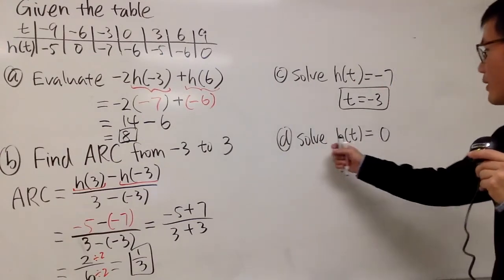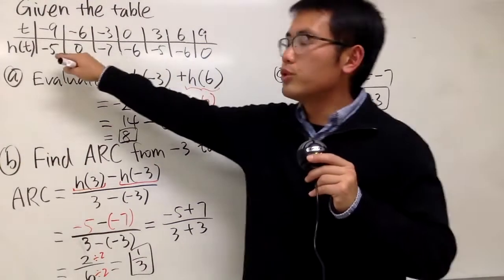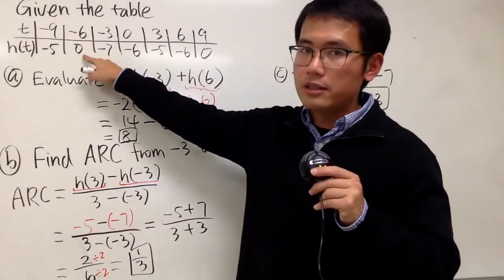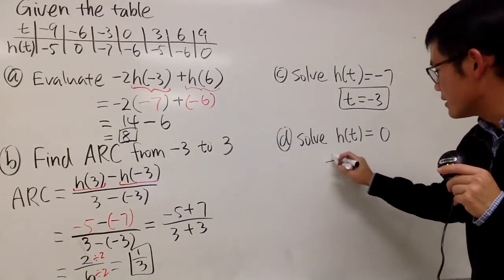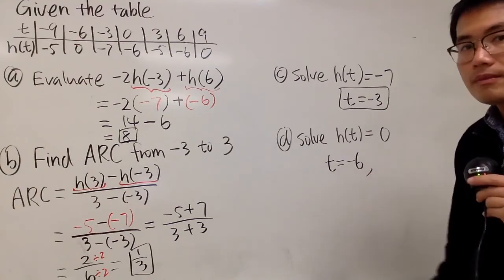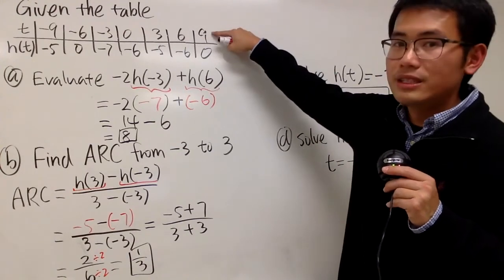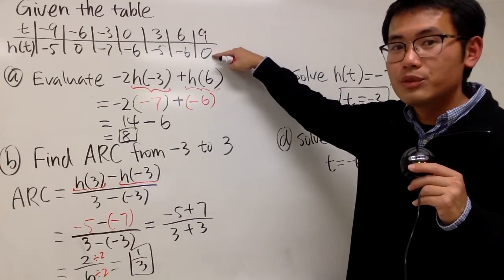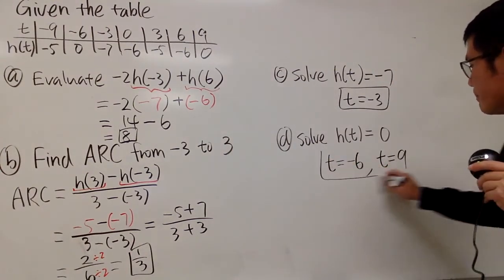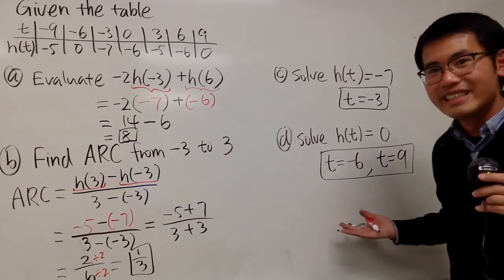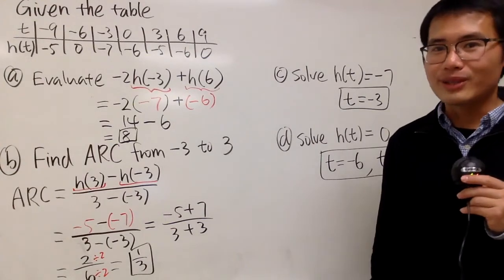One more. We are going to solve the equation h of t is equal to 0. Again, look for the output to be 0. And you see we have this right here, 0. And the input for that was negative 6. So I'll write that down. The first answer is t equals negative 6. Well, if we look again, we have another 0 here, and you see we have another input that will give us 0. So another answer is t equals 9. So we have negative 6 and positive 9, just like this. So be really careful with all these function notations from the table, etc. That's it.